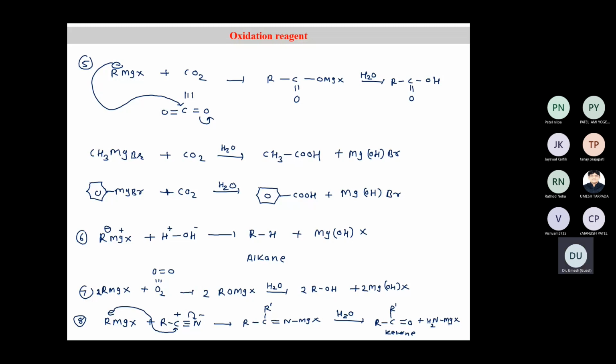Now next we go for Gilman reagent, that is applicable for reaction at beta carbon. Gilman reagent, R2CuLi, is added at beta carbon.